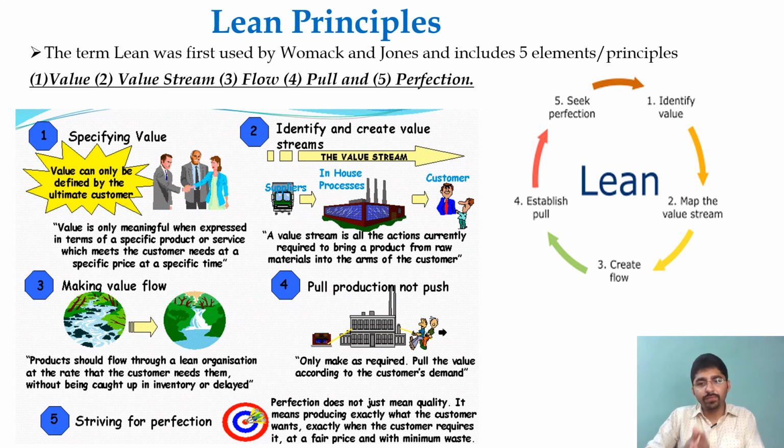The fourth one is pull production, not push production. In lean manufacturing, the organization or manufacturer needs to focus on the pull production system, not the push production system. I am going to discuss this in detail in the upcoming slide. Then the fifth step is perfection. Perfection does not just mean quality. It means producing exactly what the customer wants, exactly when the customer requires it, at a fair price with minimum waste.